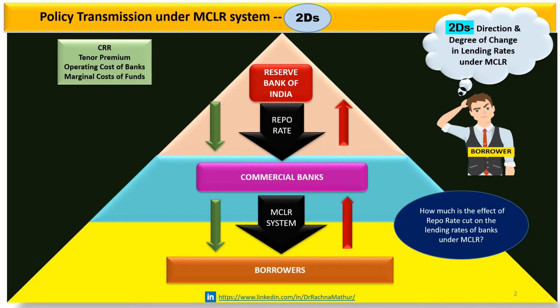So how much is the effect of repo rate cut on the lending rates of banks has to be focused. Is the cut in the lending rate to the borrower greater than the cut in the repo rate? Or is the cut in the lending rate to the borrower less than the cut in the repo rate? Or is the cut in the lending rate to the borrower equal to the cut in the repo rate? So this is the marginal effect of repo rate cut on the lending rate of commercial banks to the borrower under MCLR. So how much is the effect of repo rate cut on the lending rates of the bank is very important to understand. In this way, MCLR is a very beautiful mechanism to find out the marginal effect of repo rate cut on the borrower.